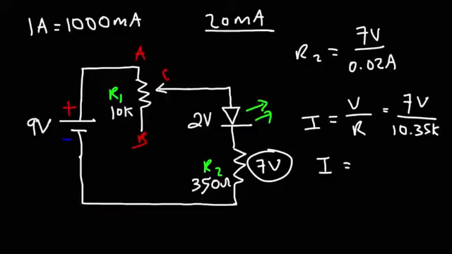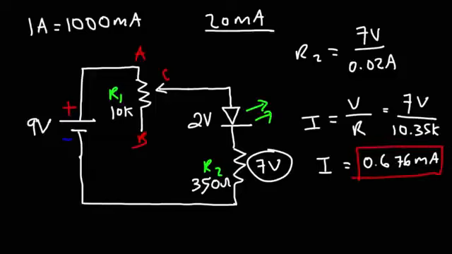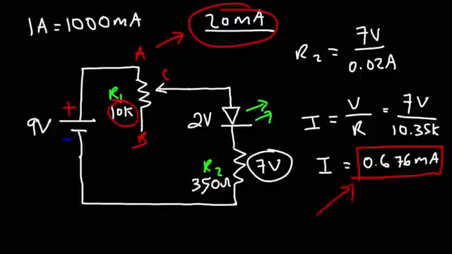7 divided by 10.35 kilo ohms is going to give us a current of 0.676 milliamps. So with this potentiometer, the current in the circuit can vary between 0.68 milliamps and 20 milliamps. So when R1 is set to 0K, the current is going to be very high, which means the LED will be super bright. If we adjust R1 to 10K, the current flowing in the circuit will be very low, which means the LED will be very dim.